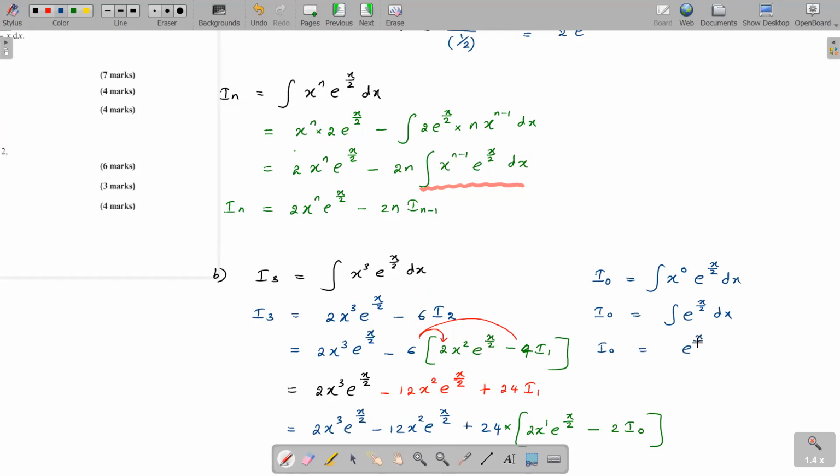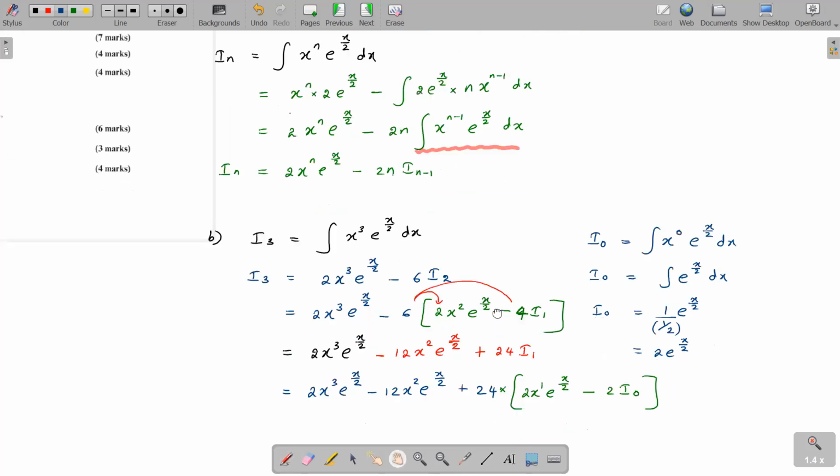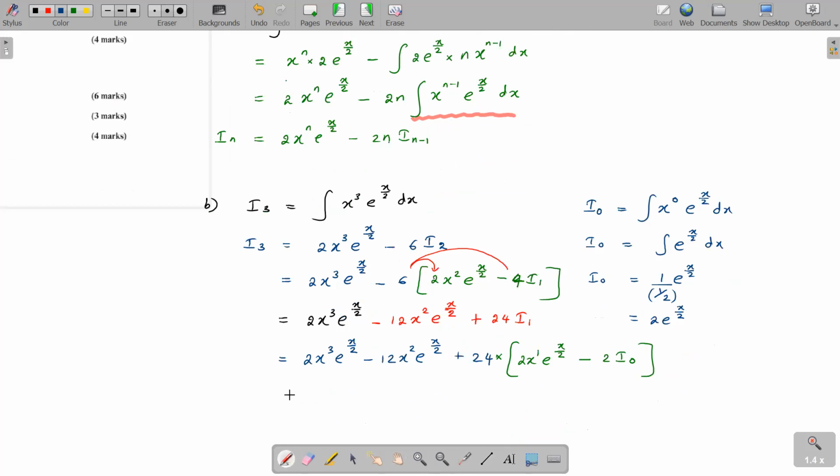So what do I get here for I naught? e to the power x over 2 divided by half, because 1 over a, and the a value is half. This half x here, a is half. So 1 over a e to the power ax, so 1 over half e to the power half x, which gives me how much? 2 e to the power x over 2 is your I naught. So can't you input that value here and get the final answer for I3?